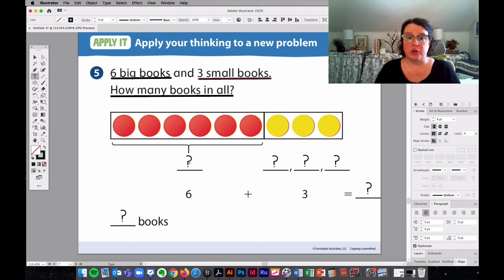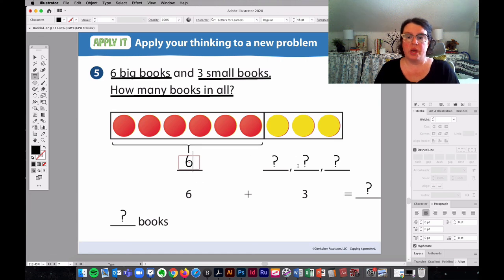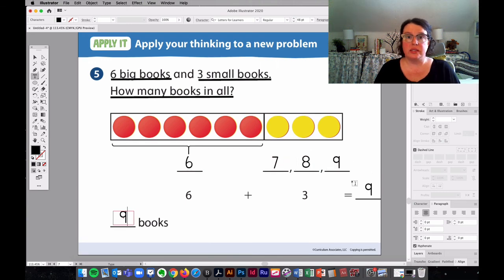The biggest group has 6 in it, so we're going to start with 6. Then we're going to count on 3. 7, 8, 9. 6 plus 3 equals 9. There are 9 books.